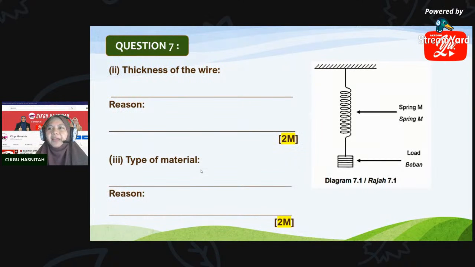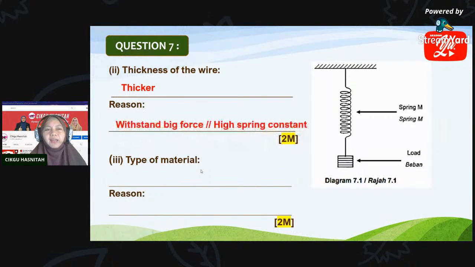Second, thickness of the wire. Which thickness gives you a strong spring? Thicker or thinner? Remember when we learned Hooke's law, we choose a thicker spring, thicker wire. Why? So that it can withstand a big force. Again, it will give you a high spring constant. Meaning the spring is strong.